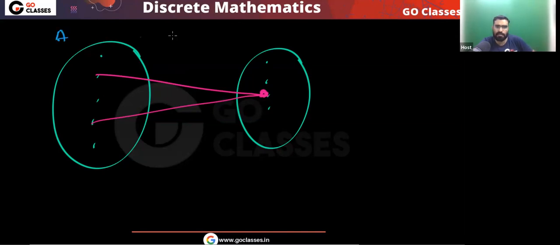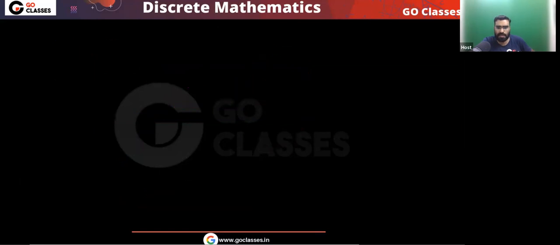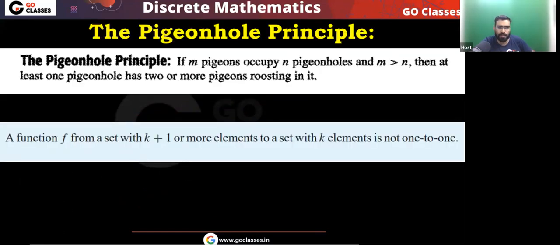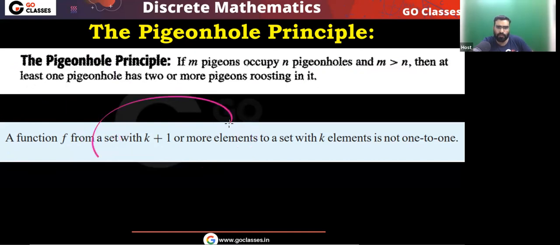If this type of situation is there, sets A, B, and the number of elements in A is more than the number of elements in B. So I hope this point is clear. So this is your pigeonhole principle. If you have m pigeons and n pigeonholes, where the number of pigeons is more than pigeonholes, then at least one pigeonhole will contain more than 1 pigeon. And the same statement, I can say that if you create a function from a set of more than k elements to a set of k elements, then this will never be one-to-one.